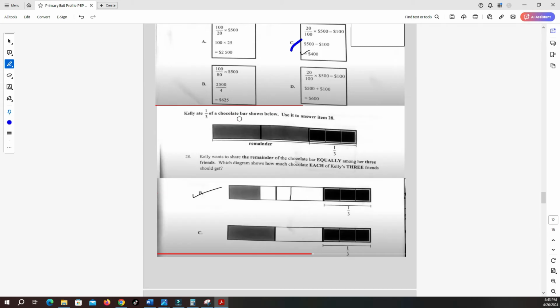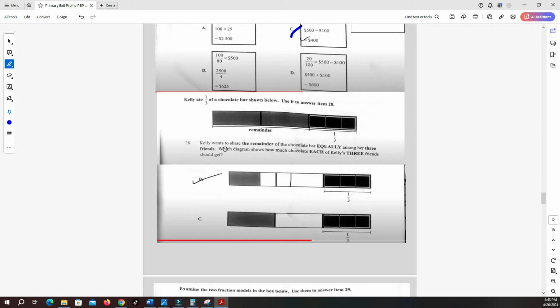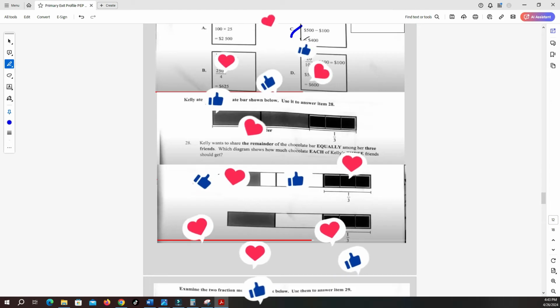Kelly ate 1/3 of the chocolate bar shown below. Use it to answer item 28. Kelly wants to share the remainder of the chocolate bar equally among 3 friends. Which diagram shows how much chocolate each of Kelly's friends gets? Alright, so she has 1/3, the rest would be, I'd say this one, B.